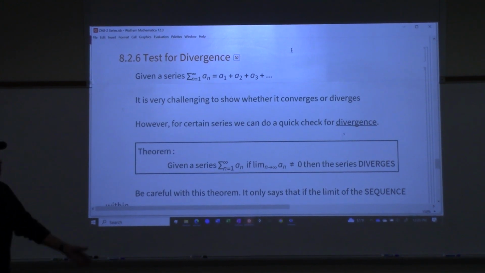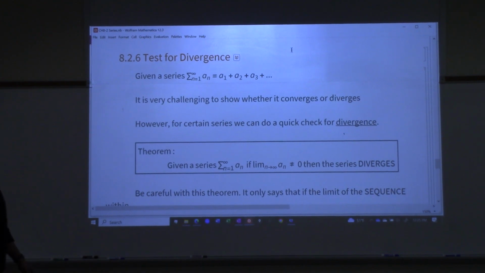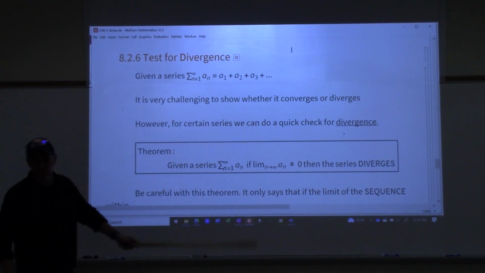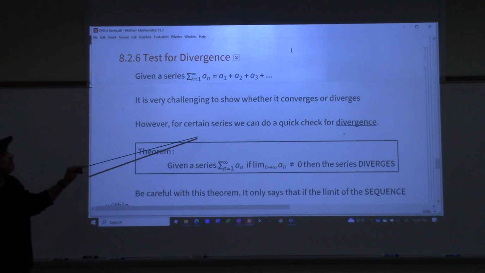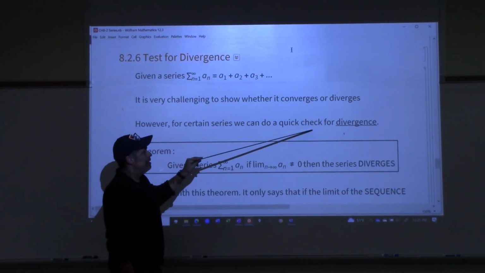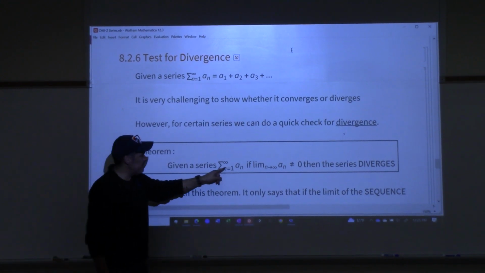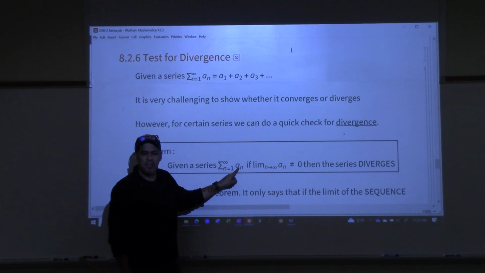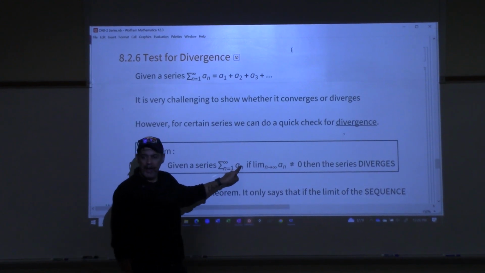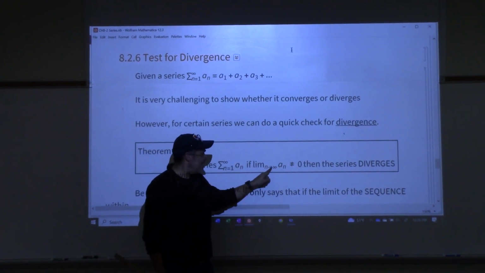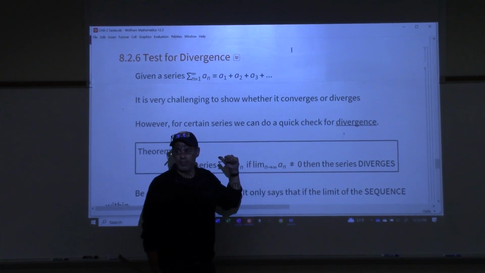If you're given a series, you want to add a bunch of things up? It's really hard to tell whether or not it converges or diverges. Generally, it's hard to tell. But for certain series, we can do a very quick check and show it diverges. And here's the check. If you're looking at a series, just go look at the sequence. Forget that we're adding anything up. Take the limit of that sequence. If that limit goes to something other than 0, this sum diverges.